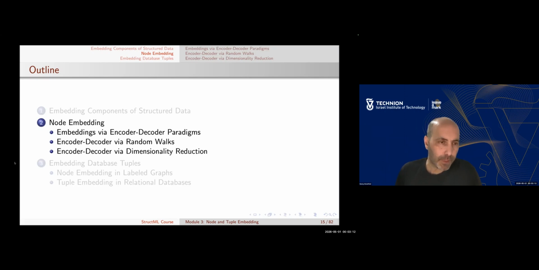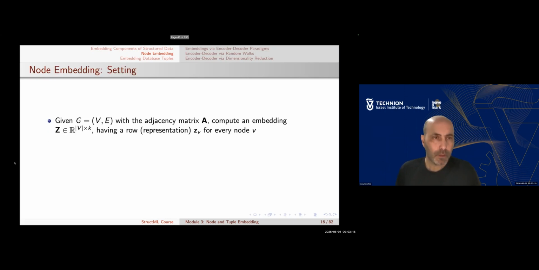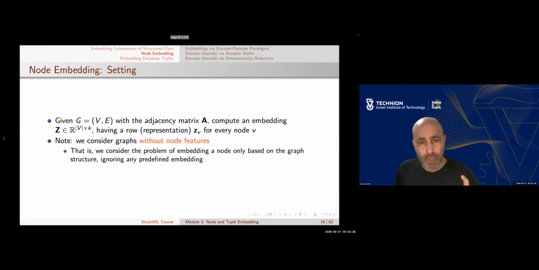Let us start with embedding of graph nodes. We have an undirected graph G with vertices V. The adjacency matrix is A, and we want to compute an embedding, represented as a vector of length K for every node v, with small z of v being the embedding of the node v. We consider graphs without node features, which means that we are essentially building an embedding out of the graph structure itself, nothing in addition to the graph.